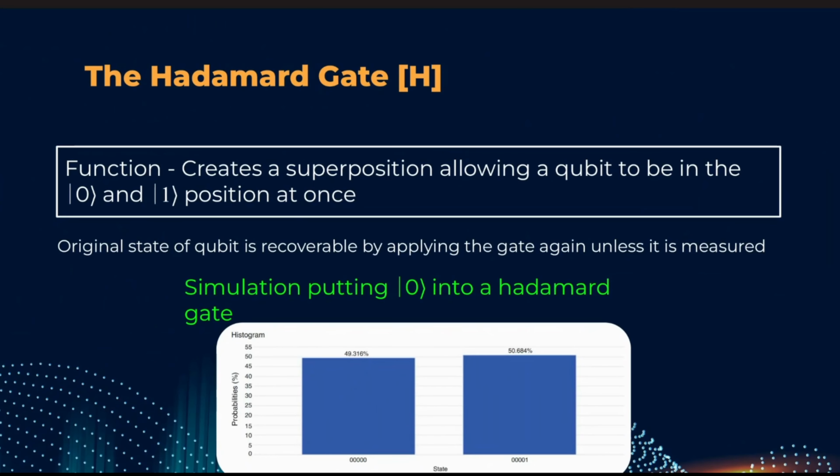One interesting property of the Hadamard gate is that it is reversible. So if you apply the Hadamard gate to a single qubit and then apply it again, it goes back to its original state. But keep in mind, it only goes back if you have not measured the state of the qubit. Once you measure the state of the qubit, that's what breaks the reversibility.